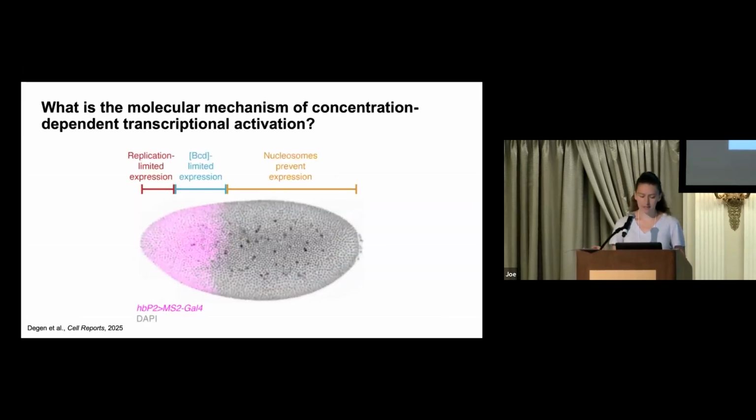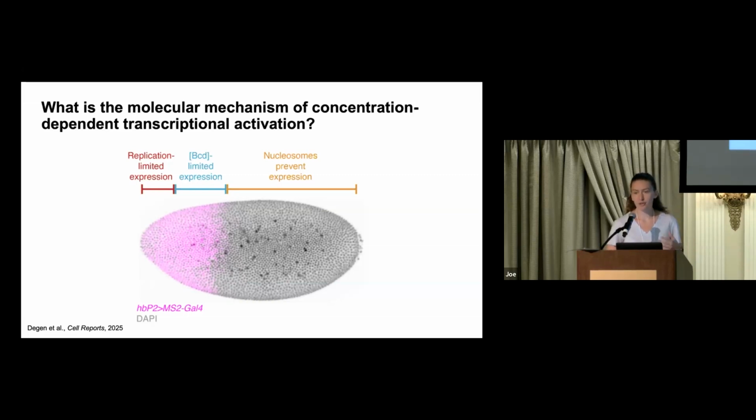From this study, I'm able to make a few conclusions about the molecular mechanism of concentration-dependent transcriptional activation. In the case of hunchback P2, at high Bicoid concentration, DNA replication limits transcriptional output. At intermediate Bicoid concentrations, competition with nucleosomes leads to a posterior boundary of expression. And finally, at very low Bicoid concentrations, nucleosomes entirely prevent gene expression.